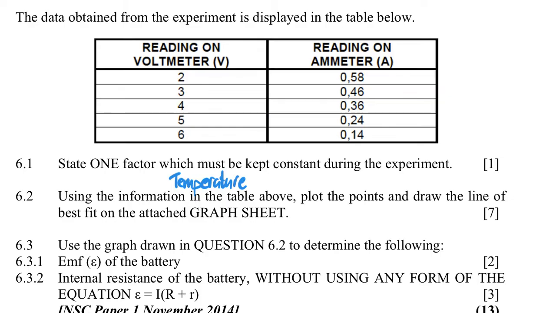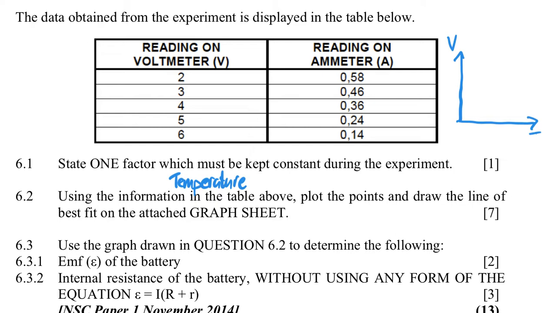Now, they have not been explicit here on what you should plot. So this can be problematic because looking at the table, the ammeter reading looks like the dependent variable and the voltmeter reading looks like the independent variable. And we normally plot dependent versus independent. So it's really very important that you plot the voltmeter reading versus the ammeter reading in this question.